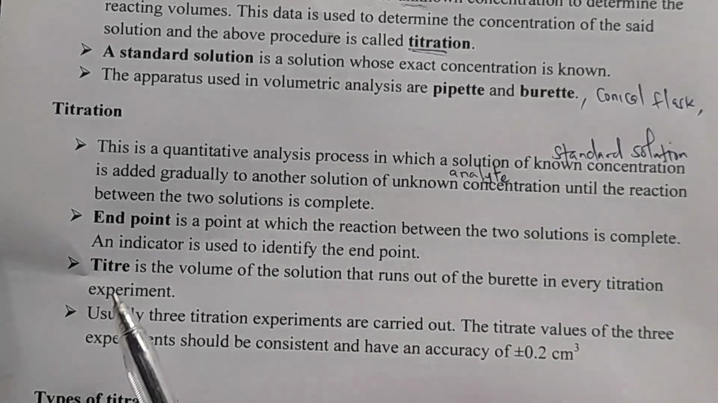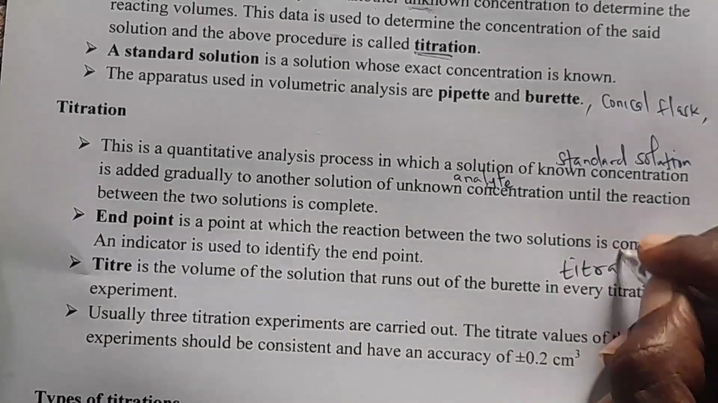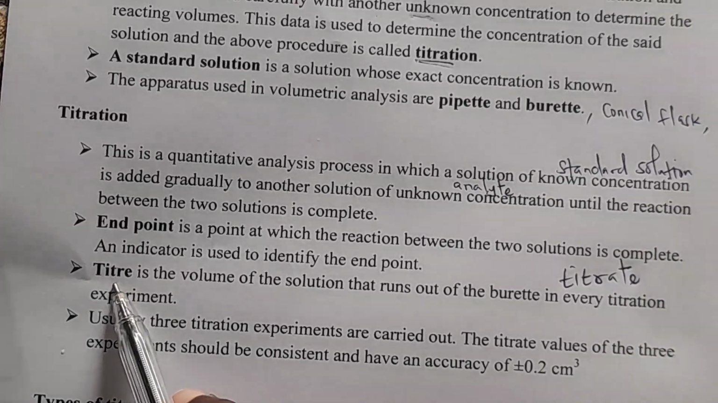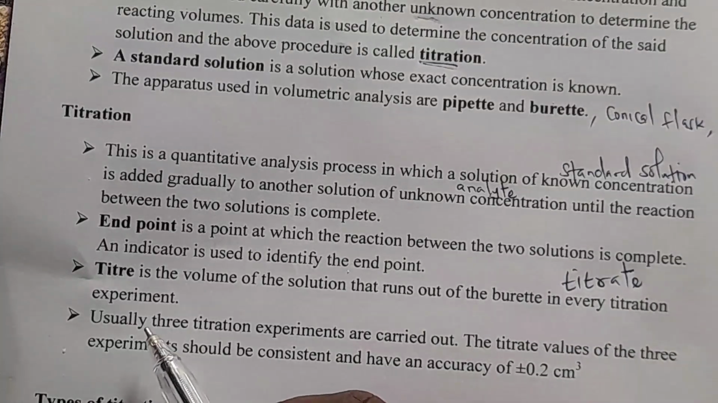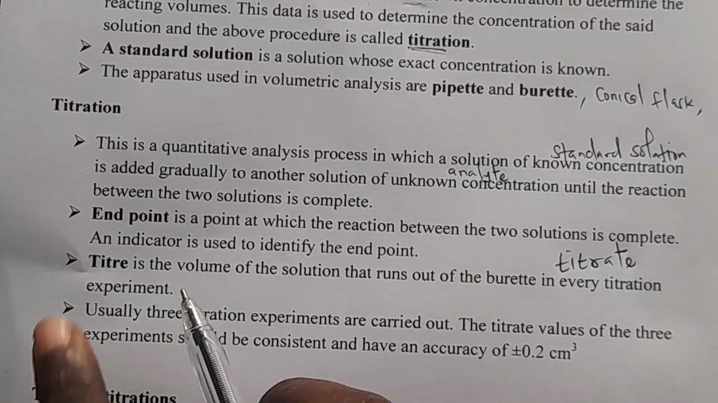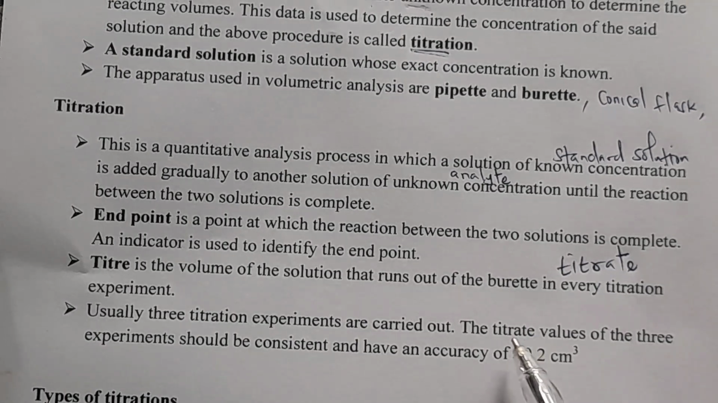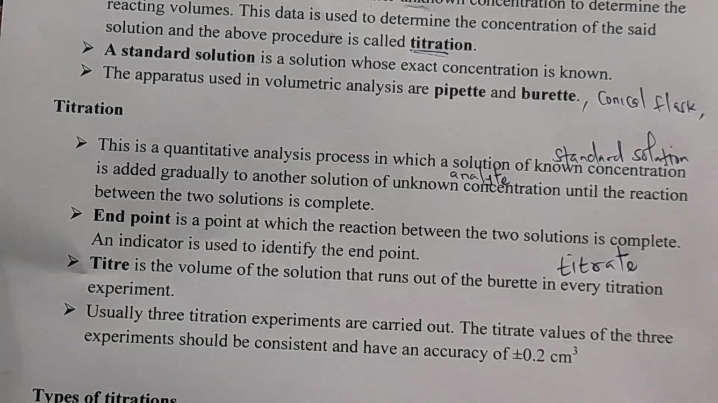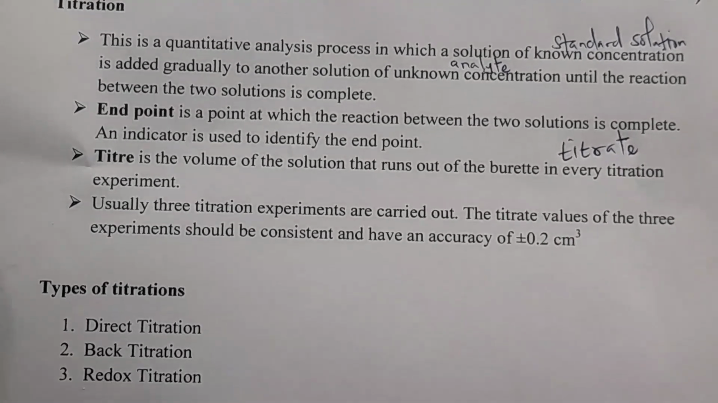Then we are told about the titer. What is titer, or titrant? The titer is the volume of the solution that runs out of the burette in every titration experiment. That is called the titer, or you can say titrant, no problem. Lastly, we are told that usually 3 titration experiments are carried out. The titer values of the 3 experiments should be consistent and have an accuracy of plus or minus 0.2 cm³.